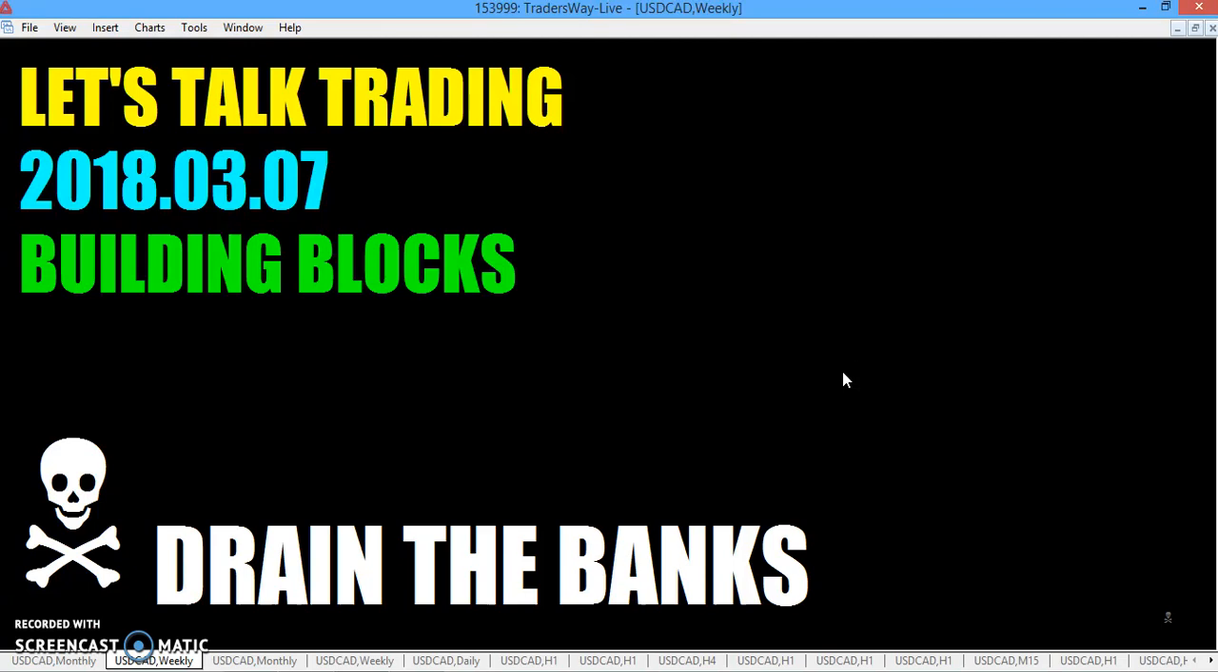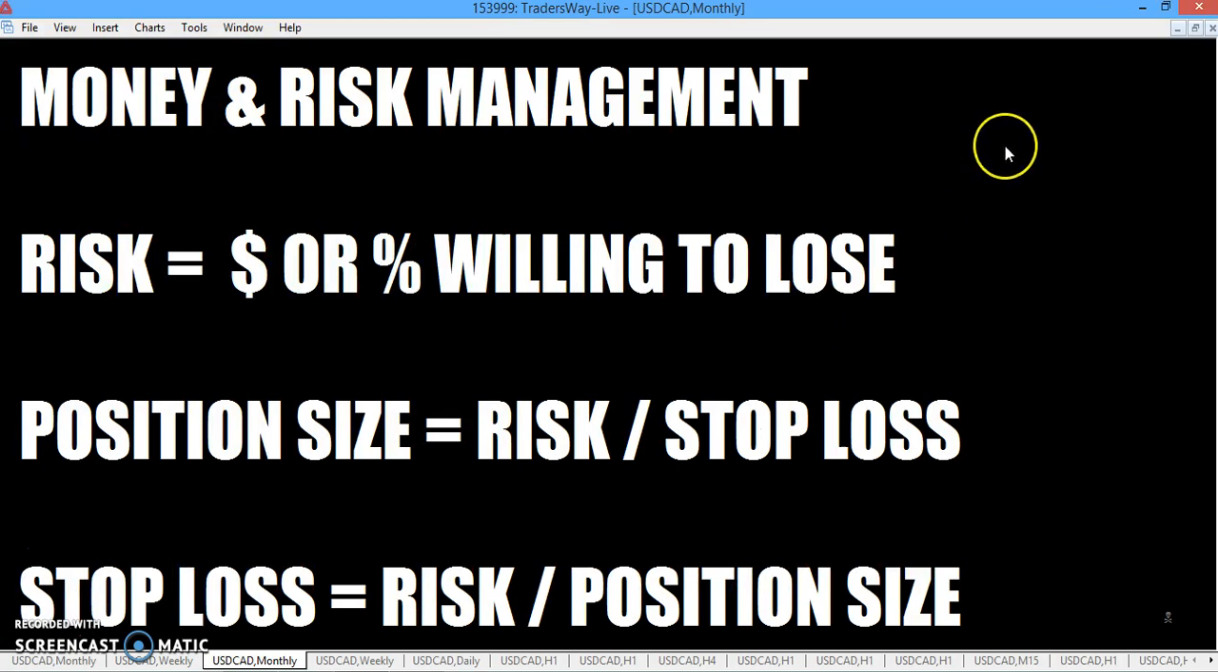Sometimes people think it's semantics, but it's not. And not knowing the differences sometimes takes you down an unprofitable path. Remember, in trading, there's no right and wrong. There's profitable and there's not profitable. So with that, money and risk management makes the difference between being profitable and unprofitable.